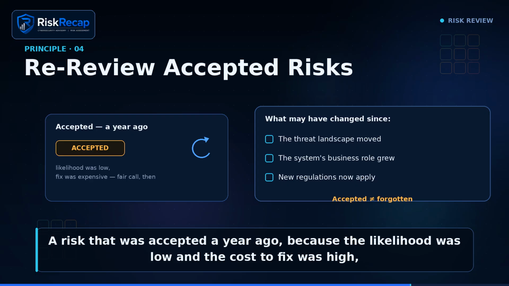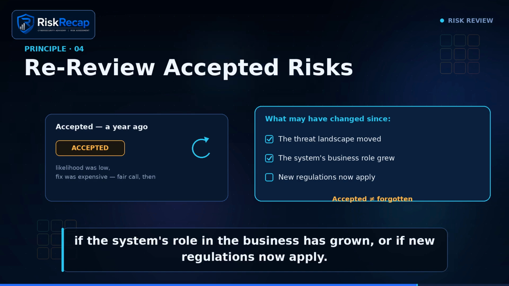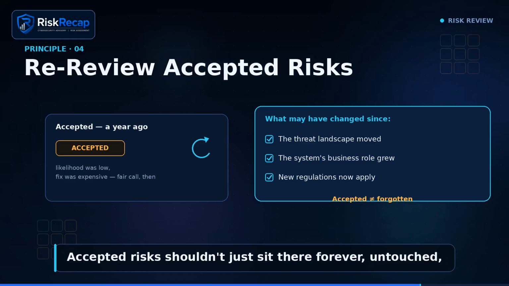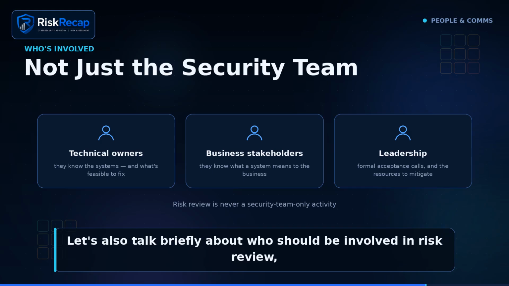Fourth, make sure accepted risks get periodically re-reviewed. A risk that was accepted a year ago because the likelihood was low and the cost to fix was high might look very different today if the threat landscape has changed, if the system's role in the business has grown, or if new regulations now apply. Accepted risks shouldn't just sit there forever, untouched. They should come back up for review on a regular basis.